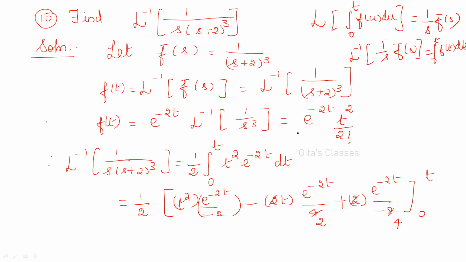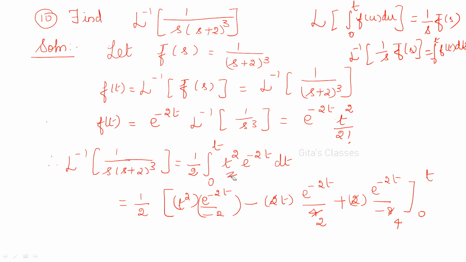So here for 1 by (s plus 2) the whole cube, we have found the inverse Laplace transform. Therefore, if you multiply by 1 by s, then it is the integral from 0 to t of whatever inverse Laplace transform you have found. That you have to integrate from 0 to t. Okay. So using Bernoulli's formula, the extended formula for integration by parts, I am using t squared.